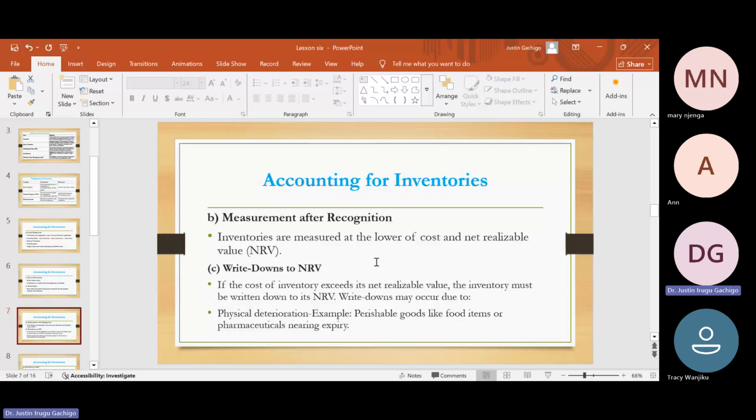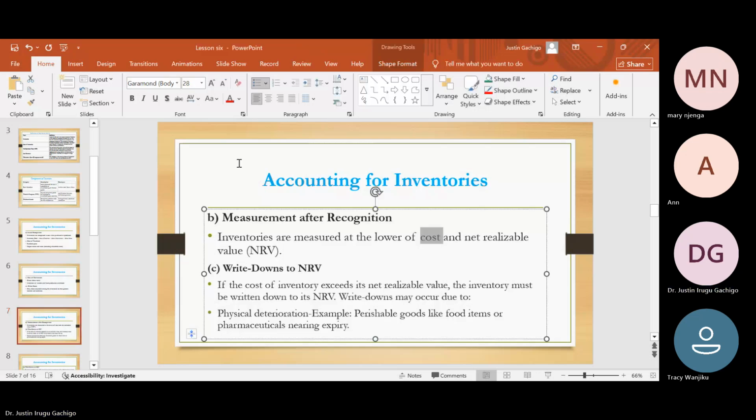After recognition, inventory is measured at the lower of cost and net realizable value. Then remember, we have said the cost. What is cost? The cost is anything that is associated in bringing the asset into completion, be it the initial purchase price, be it the direct cost, be it those taxes, all those are the cost.